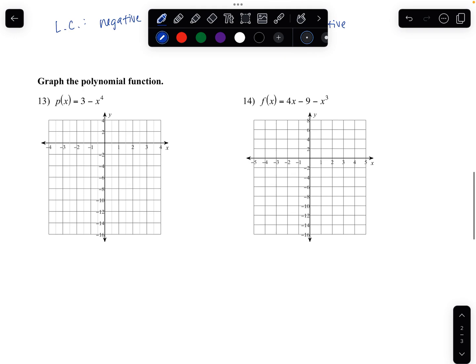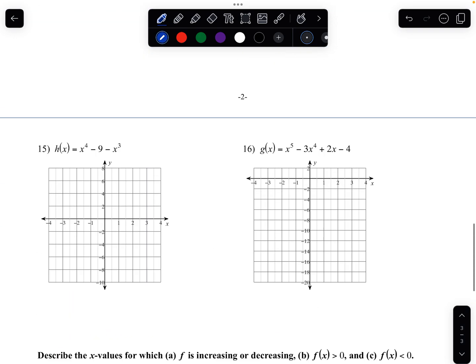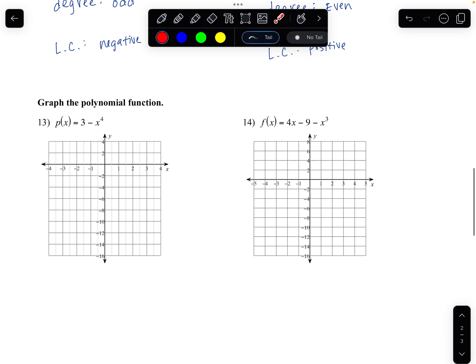Here we're going to graph the polynomial. So, first of all, I'm going to note that it's a negative leading coefficient and an even degree, which means on the left side it's supposed to go down and on the right side it's supposed to go down. So I'm going to keep that in mind, and now I'm just going to plug in values into the middle part to see where it's going to be in the middle before it reaches its end.